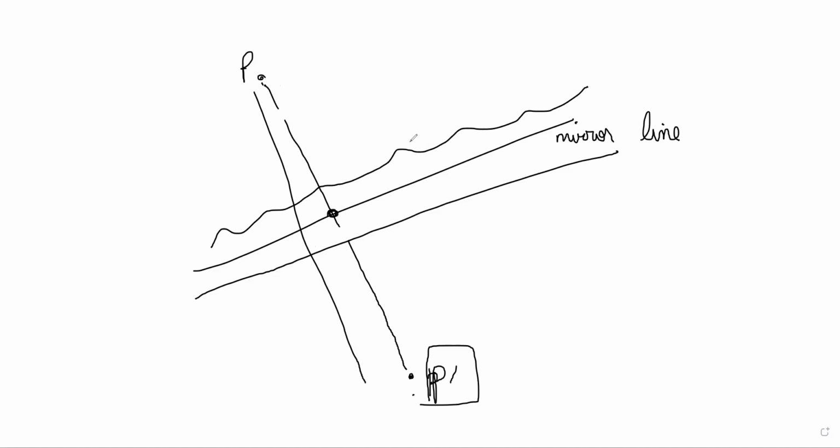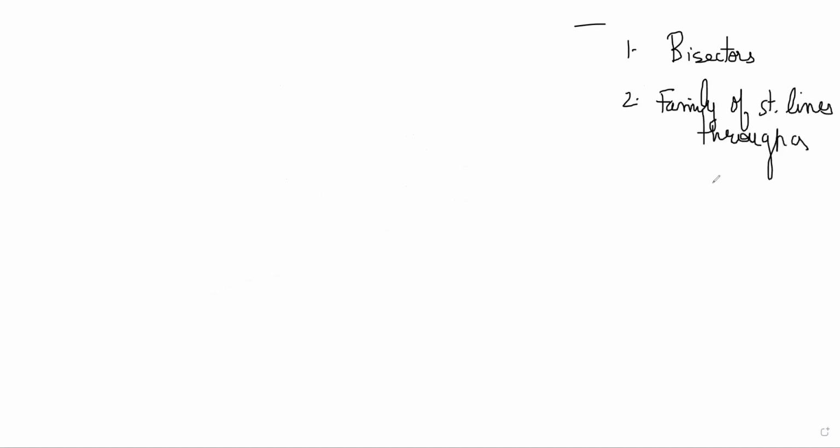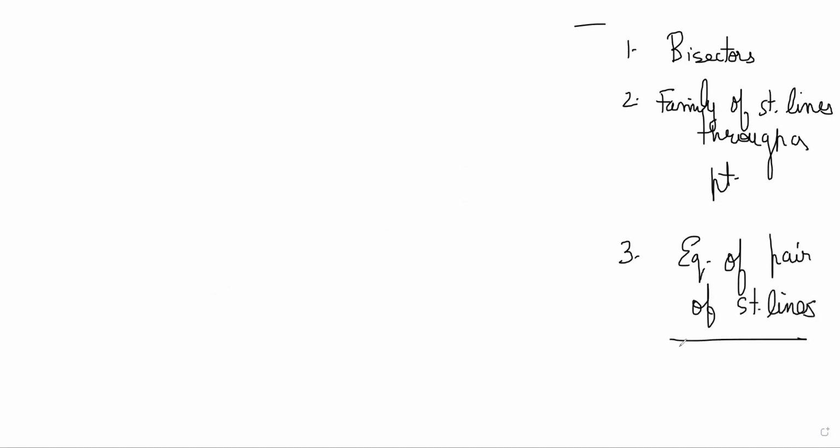Correct. Then now there are 2-3 things left. We need to do bisectors. We need to do family of straight lines through a point. Then we need to do equation of pair of straight lines. So these things we will possibly cover in the next class.